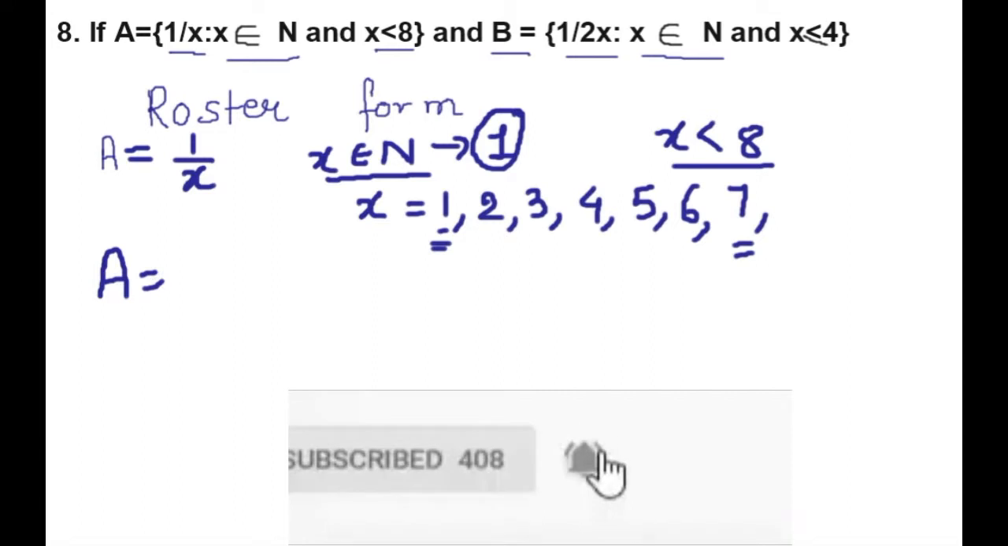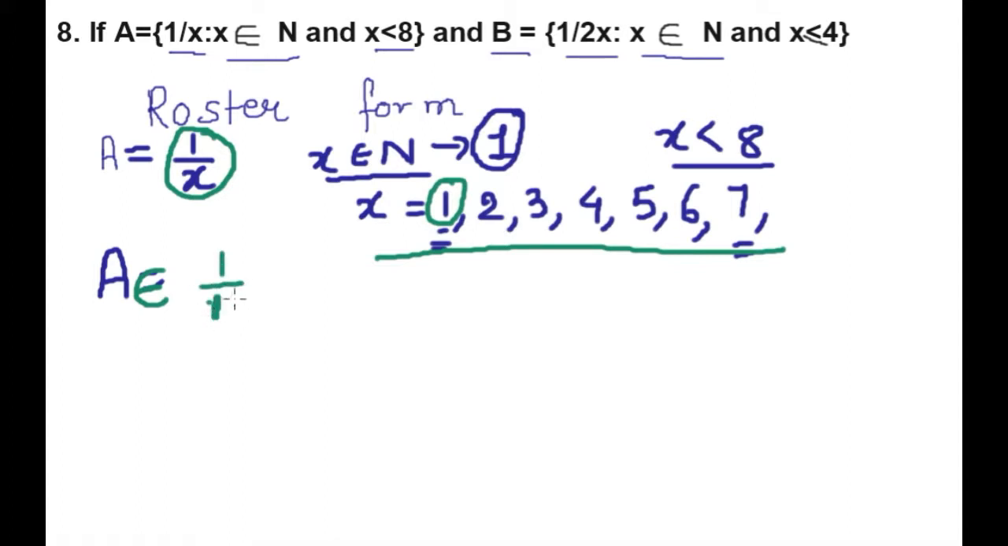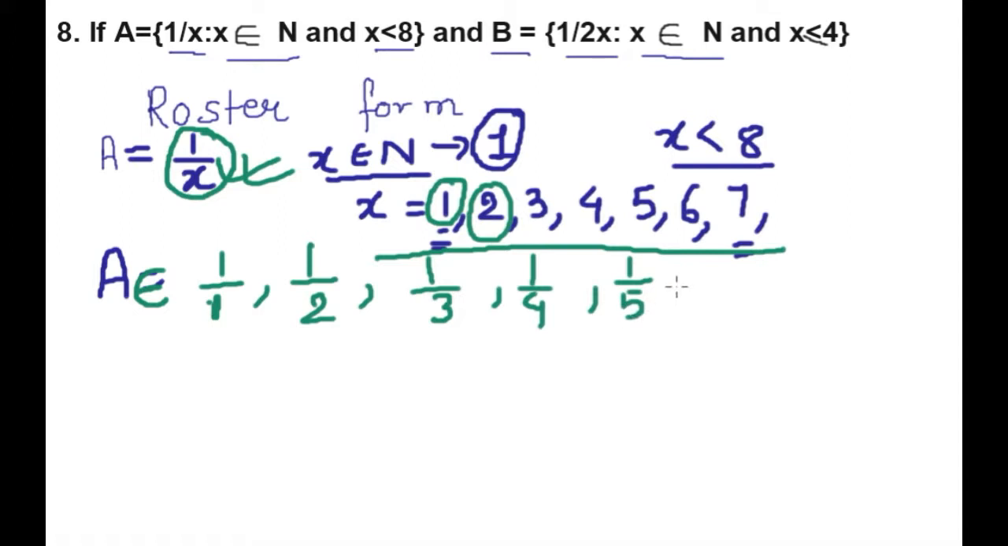Now come to A. A is equal to 1 by x. Here are the values of x. Now we will put the values of x one by one and we will get the elements of A. The first value is 1, so 1 by 1. Next is 2, 1 by 2. We are putting these x values here. So 1 by 3, 1 by 4, 1 by 5, 1 by 6, 1 by 7.